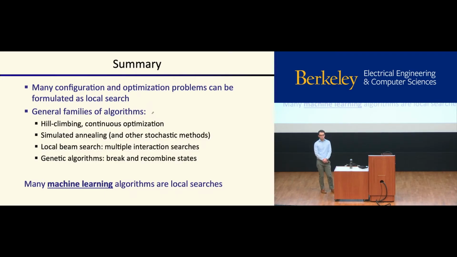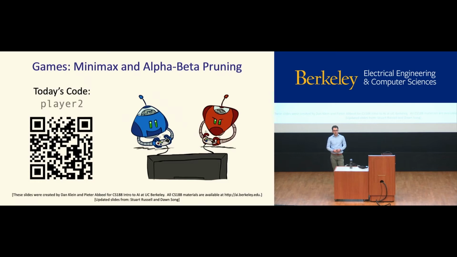Okay. So with that, that wraps up our unit on search. And today we're going to be talking mostly about games. And so we'll be talking about Minimax and alpha beta pruning, but really the idea here is what happens when we add another agent to the picture? So today's code is player 2, because player 2 has entered the chat.